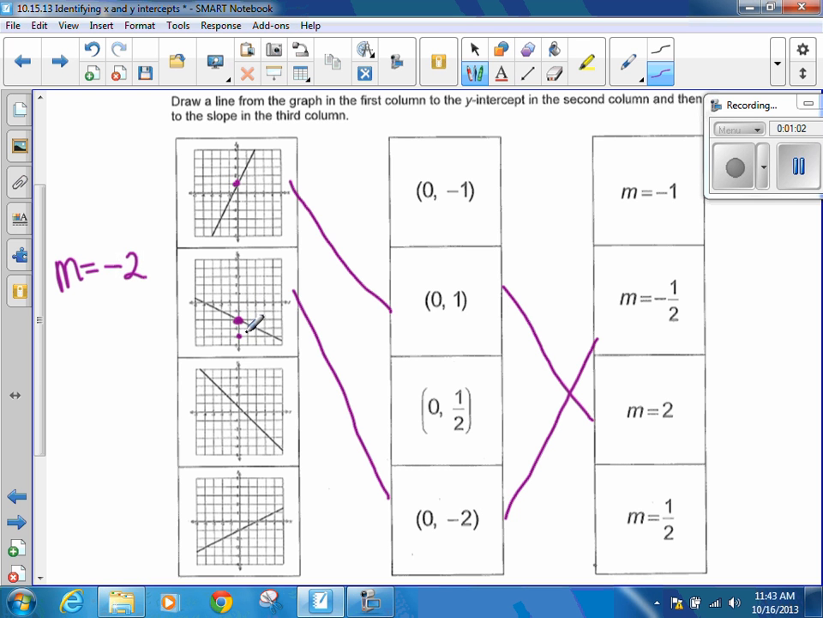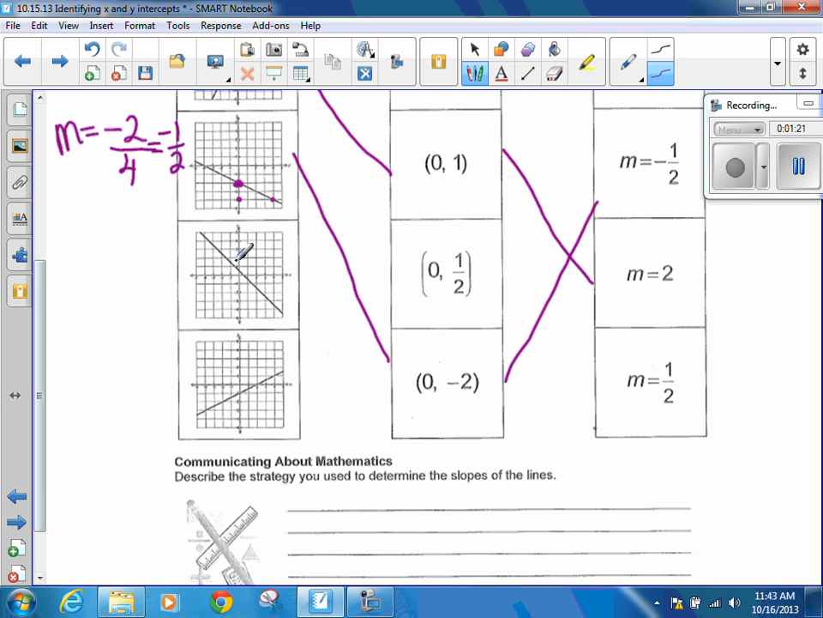If I go down 2, and then I walk over 1, 2, 3, 4. I want to get that corner. It has to pass right in that corner of those squares, okay? So I went down 2 over 4, and if I simplify that, I get negative 1/2, okay?